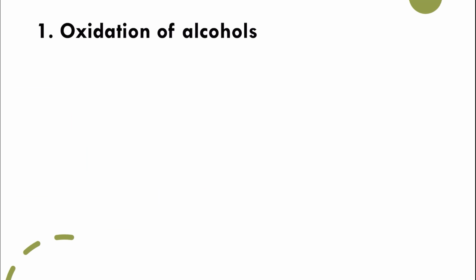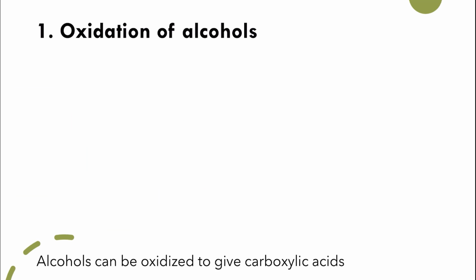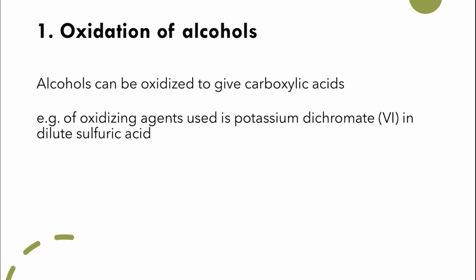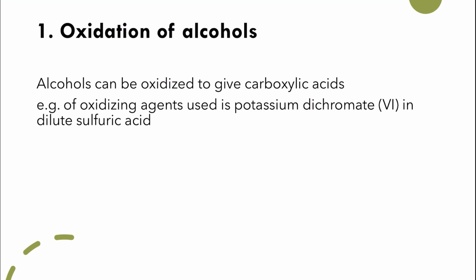The main reactions of alcohols: we said that alcohols can be oxidized, so alcohols will be oxidized to give you carboxylic acid. An example of an oxidizing agent that can be used is potassium dichromate(VI) in dilute sulfuric acid.